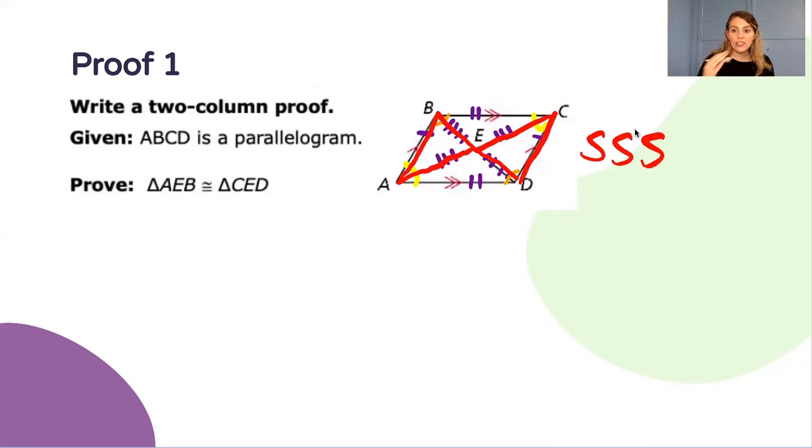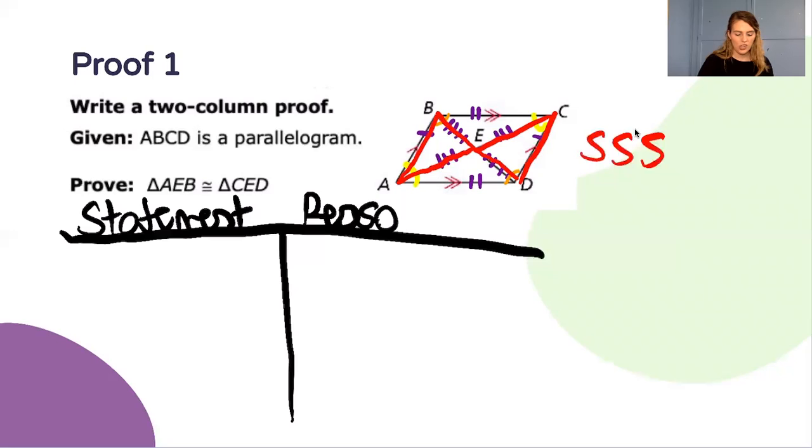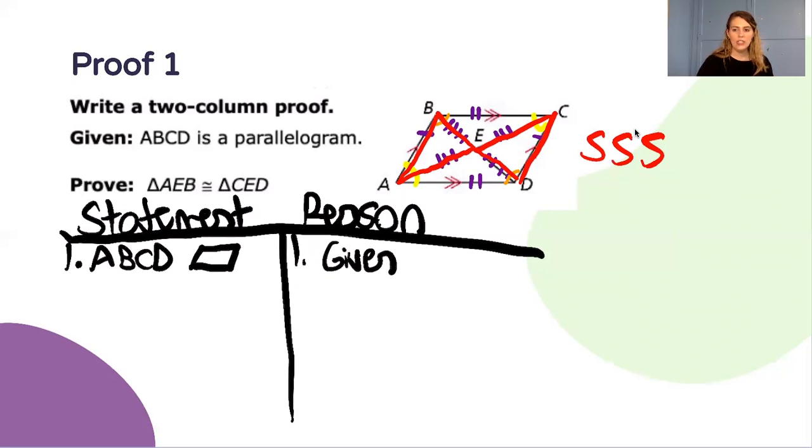So now that I've marked it up, now's when I go into my 2-column and I have to think about what I did. So the first is just my given. So we know that ABCD is a parallelogram. That was given. Now I'm going to go through all 3 of those sides and list that they're congruent.